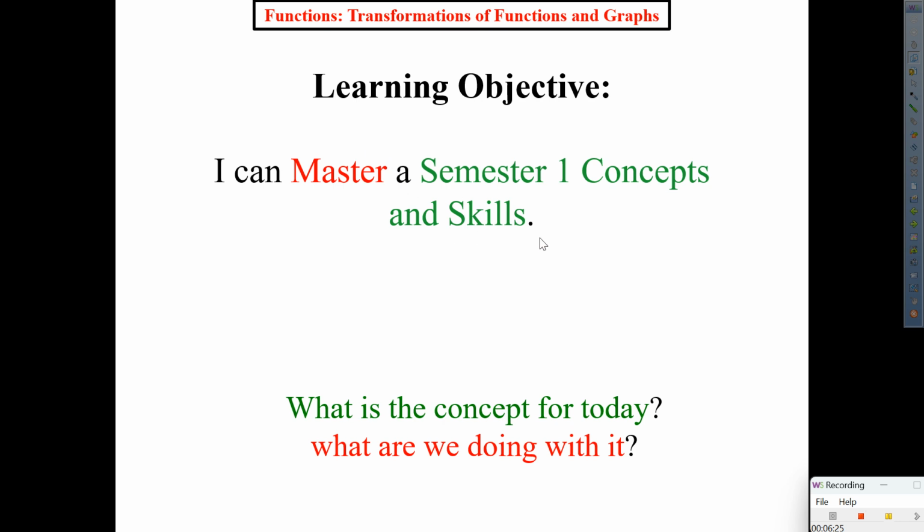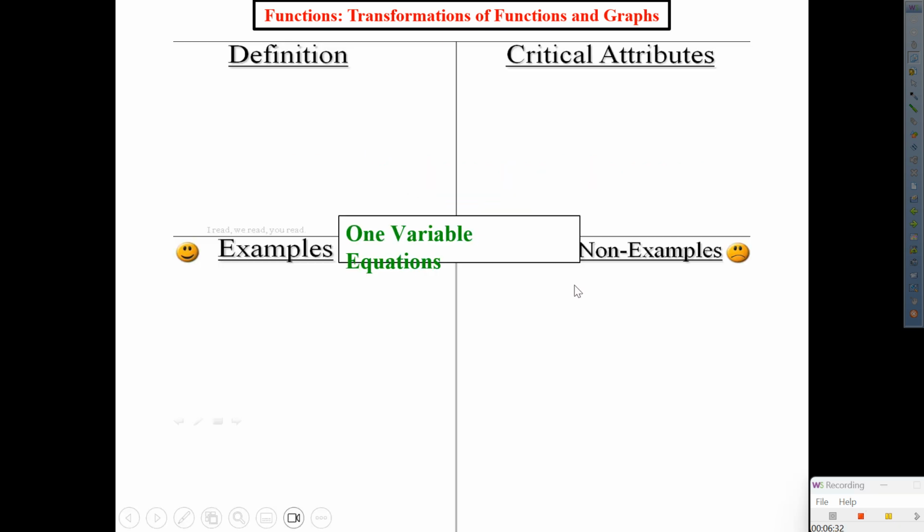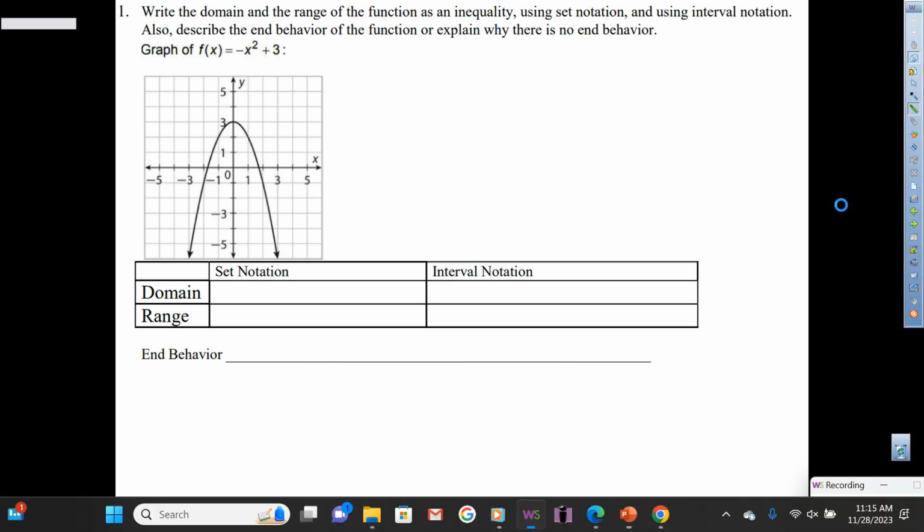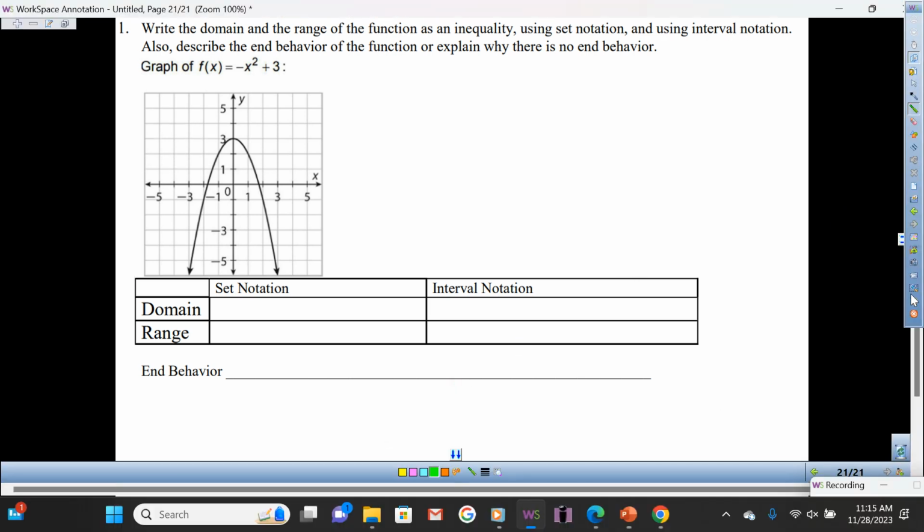I can master semester 1 concepts and skills. All right, so let me skip this portion. Let's go to this one. Number 1, get that in front of you. Write the domain and range of the function as an inequality using set notation and using interval notation. Then it says describe the end behavior. We'll talk about that right now. However, if you have your highlighters, let me zoom in.